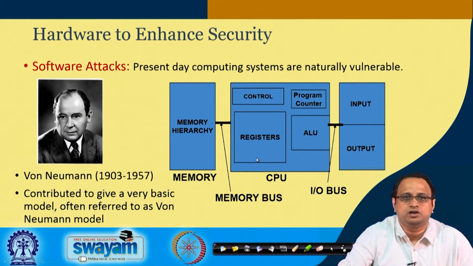let us take a look back into our architecture textbooks and remember the famous von Neumann architecture. Von Neumann essentially contributed a very basic model, called the von Neumann model, which has three important components. It has a memory, a CPU, and an I/O component. The idea is that the CPU interacts with the memory and with the I/O bus. The I/O essentially talks with the external world, typically the keyboard or your display units. Now the CPU again has several blocks.